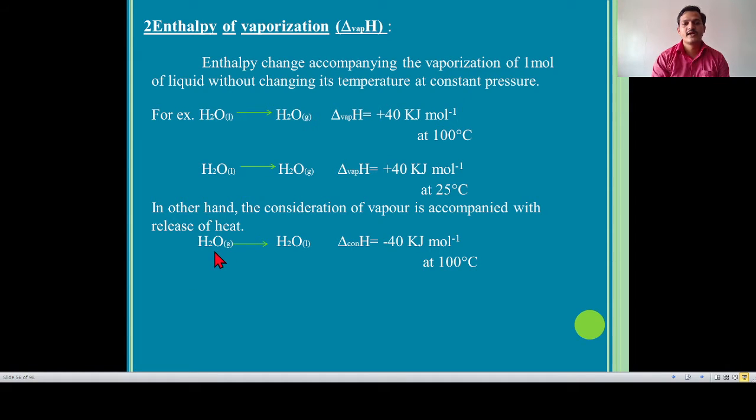Let us see, H2O gas is converted into H2O liquid, meaning we have to reverse this reaction. Gas is converted into liquid. This enthalpy change is called enthalpy of condensation, and it has a value of minus 40 kilojoule per mole at 100 degrees Celsius. The sign is opposite because we have reversed the reaction.